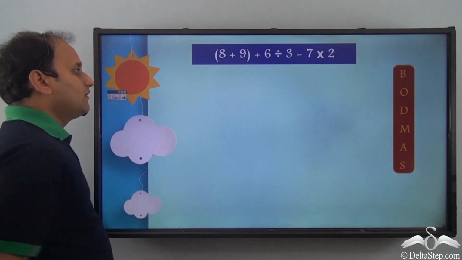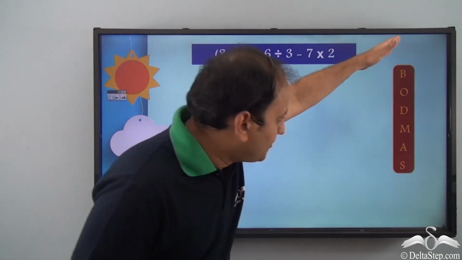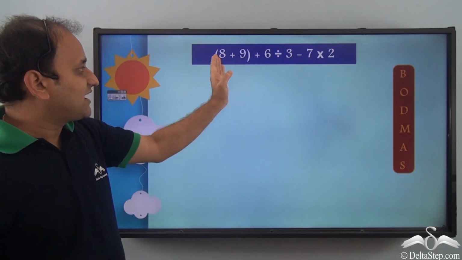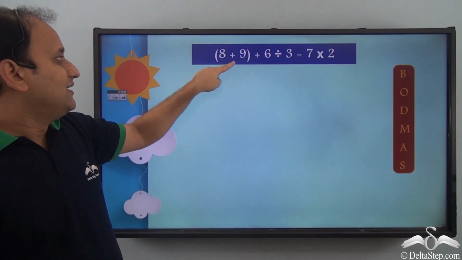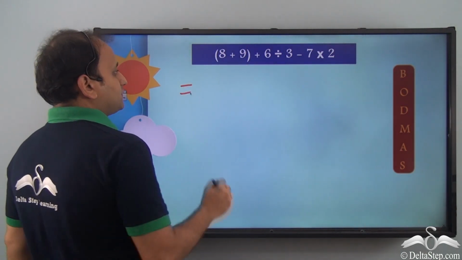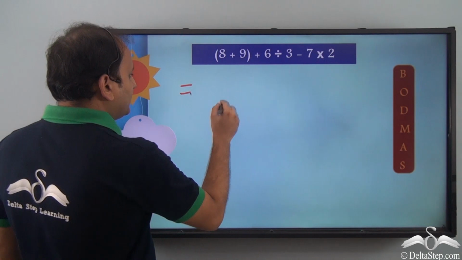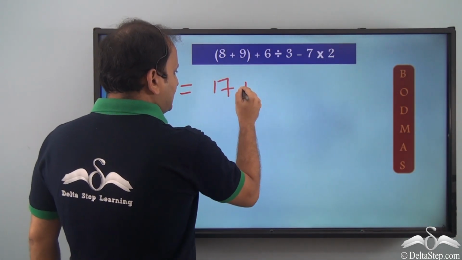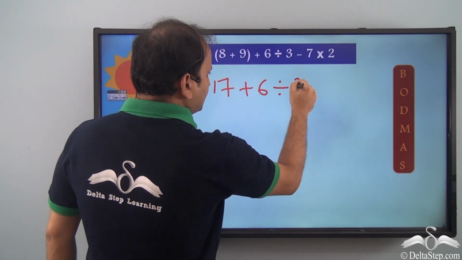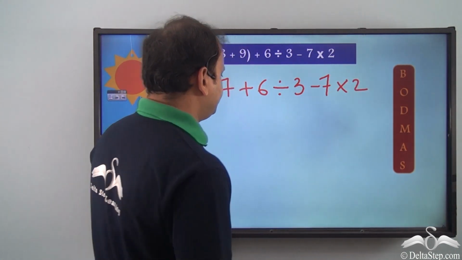So if we have such an expression here, how do we solve it? We have the BODMAS rule. B stands for brackets. Do we have brackets here? We do have brackets. So this is the first part which we are going to simplify. 8 plus 9. 8 plus 9 is 17, right? So 17 plus 6 divided by 3 minus 7 into 2.